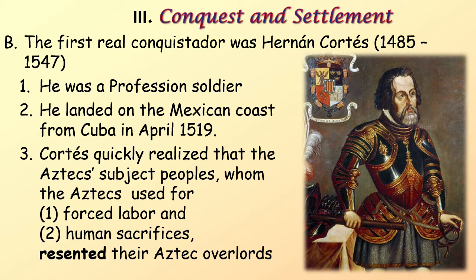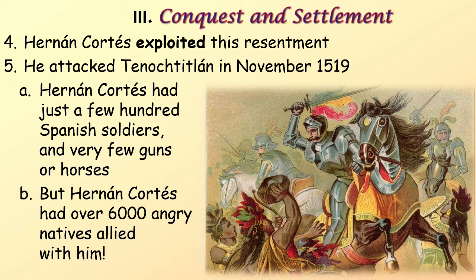And Cortez quickly realized that the Aztecs' subject peoples, whom the Aztecs had used for, number one, forced labor, number two, human sacrifices, and it's not on the slide, but number three, also fighting practice, resented their Aztec overlords. And Hernan Cortez exploited this resentment among these surrounding peoples, and he attacked Tenochtitlán in November 1519. And Hernan Cortez had just a few hundred Spanish soldiers, very few guns, very few horses. But Hernan Cortez had over 6,000 angry natives allied with him.